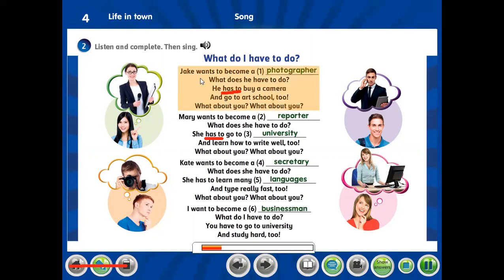He wants to become a photographer. What does he have to do? He has to buy a camera. And to our school too. What about you? What about you? Mary wanted to come on the phone. What about you?